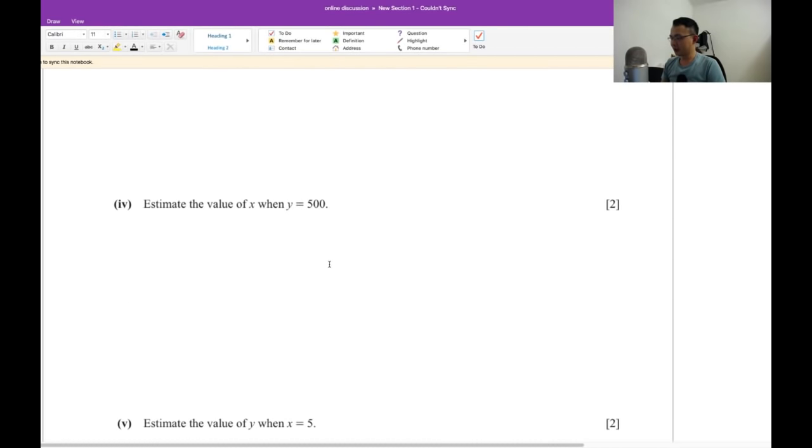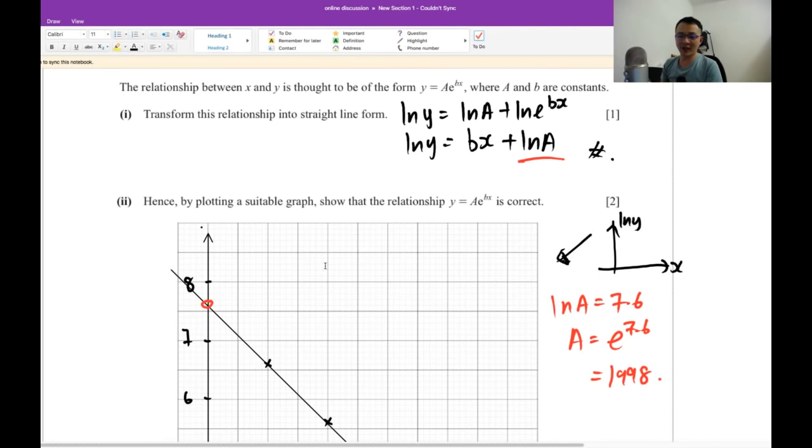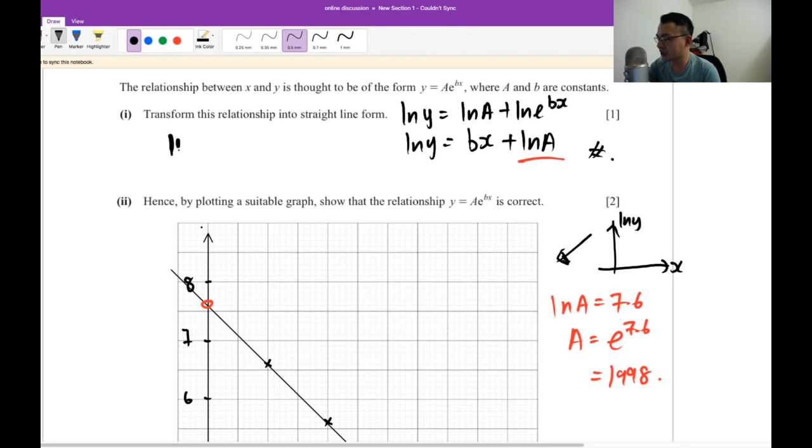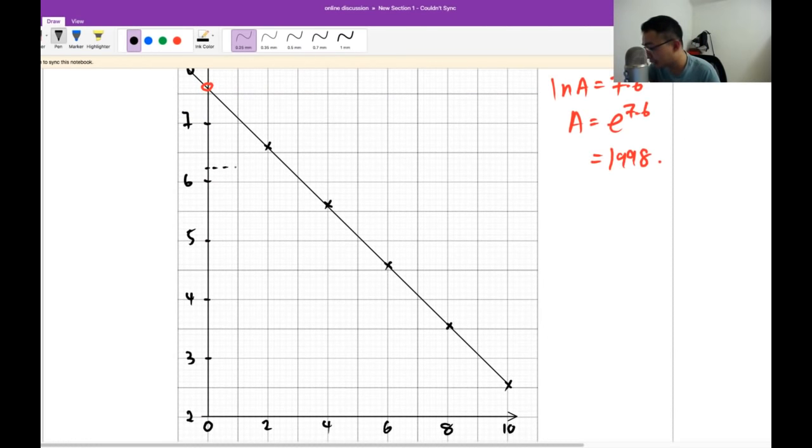Okay, so when y equals 500, what you need to do next is, because your y value here is ln y, right? So you just ln 500. See what value you will get here. You just ln 500, type in your calculator. It tells you 6.21. Then you just go to the 6.21 here, which is 6.2 here. And then you use the ruler. It will actually give you some value. Then you take this value.